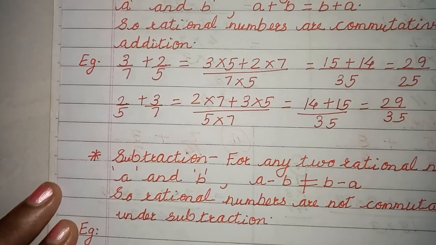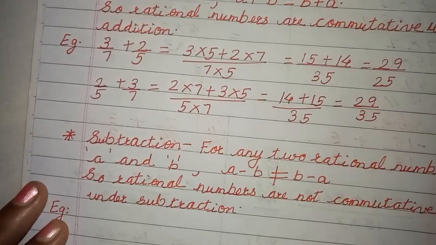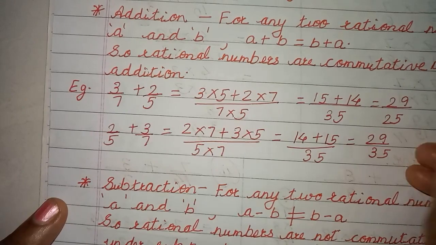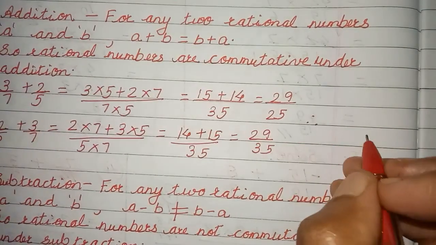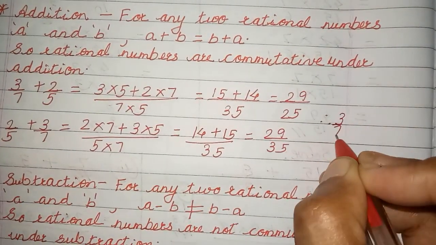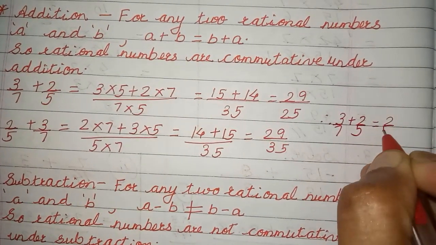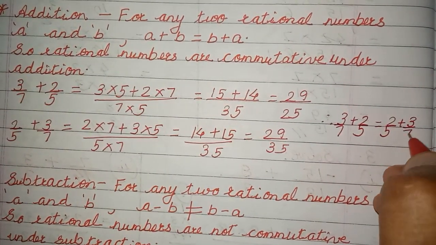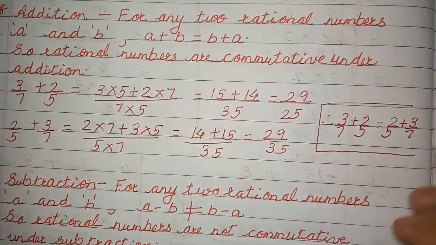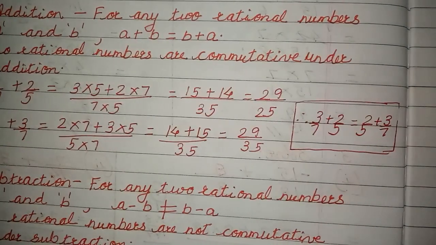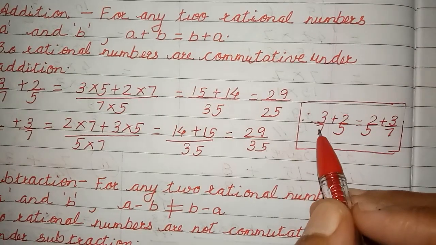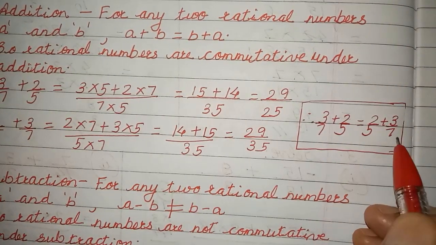Alright. So what can I conclude here, children? Okay, so I am writing here. I don't have place. I am writing here 3 by 7 plus 2 by 5 is equal to 2 by 5 plus 3 by 7. Is that clear? So this is called commutative property. a plus b is same as b plus a.